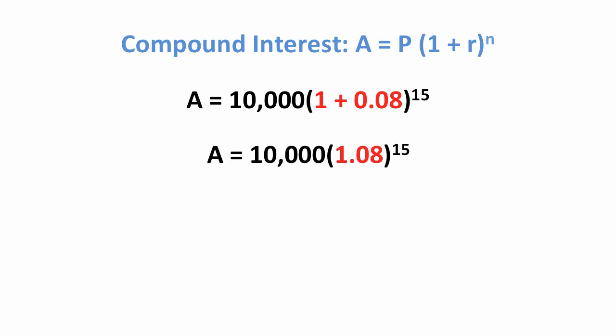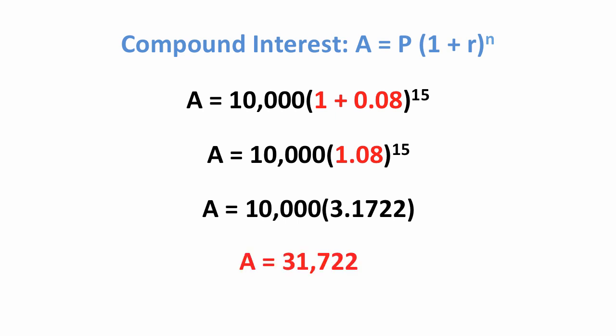Then the next step is to work with the power of. So 1.08 to the power of 15 is going to give us 3.1722. And finally, multiplying it by our principal, we will have a solution of €31,722.